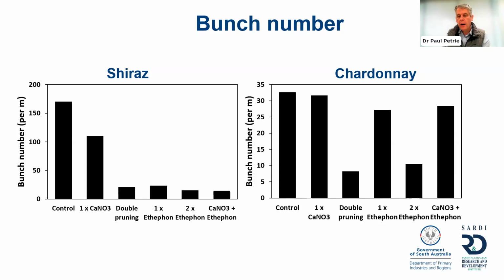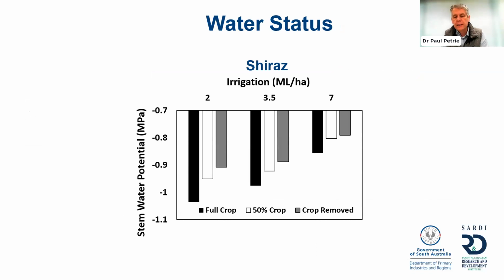We look at bunch number, which followed very much the same pattern as the yield. So where there were fewer bunches, there was also a lower yield. So I won't dwell on that for too long. We said that water status was an important factor in this project.